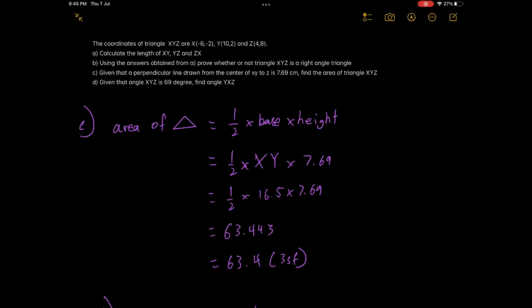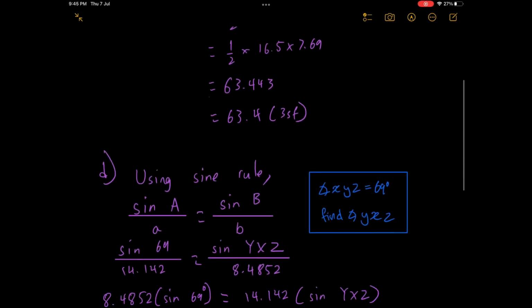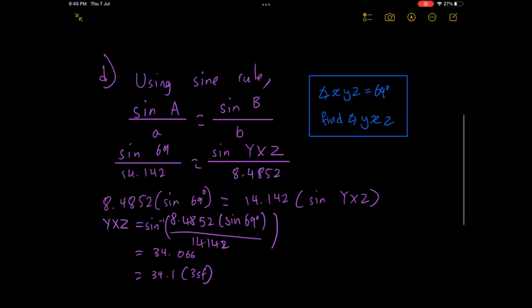So for question C, we need to find the area of the triangle. We use the formula, which is half times base times height. We substitute in the value of the height, which we got in question C, which is 7.69 centimeters. And by substituting in the value that we got for XY from part A, you can get the answer, which is 63.43 SF.